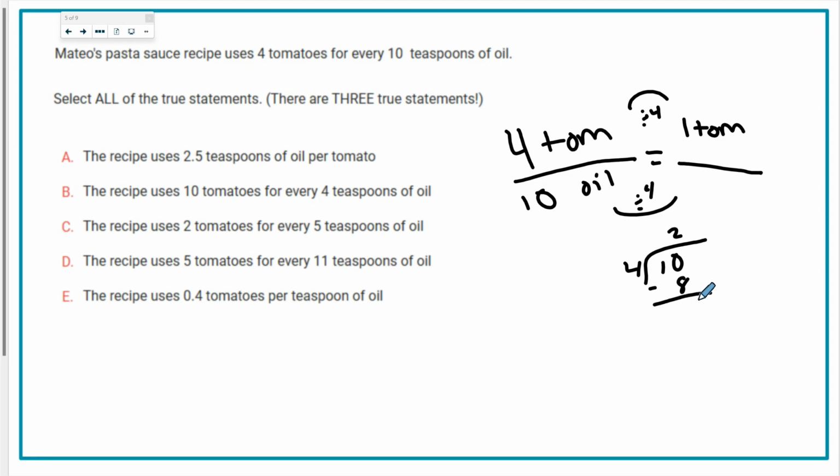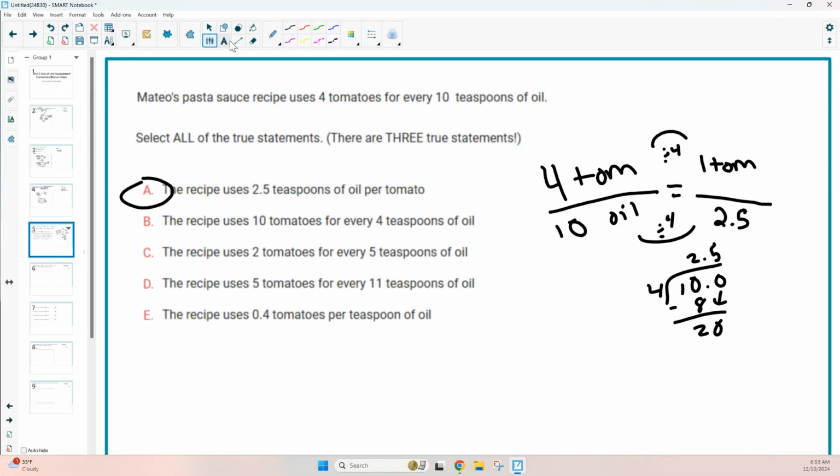4 times 2 is 8. Subtract 2, get 2. Decimal, bring down the 0. It is, in fact, 2.5. So that is true. The recipe uses 2.5 teaspoons of oil per tomato. However, we need to keep going because it says select all the true statements. We're looking for 3. So let's erase this and keep going.